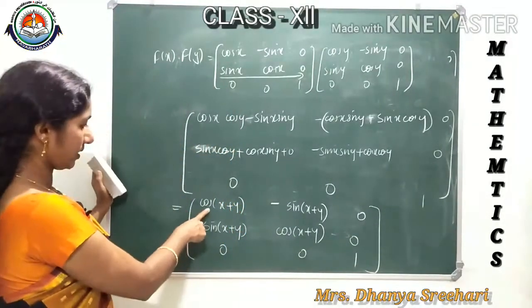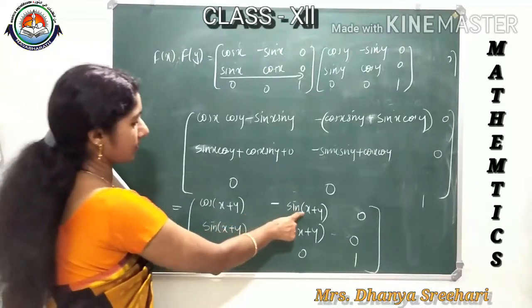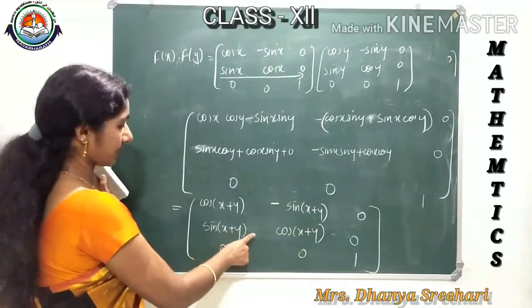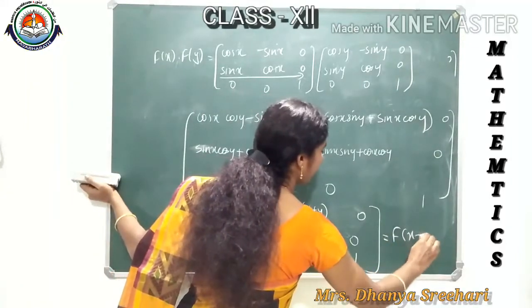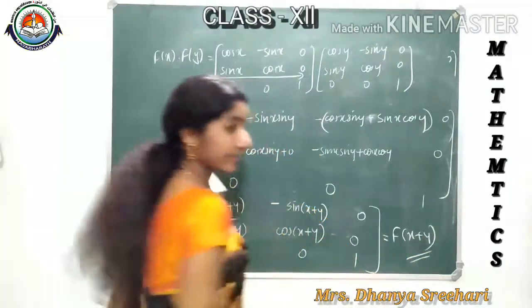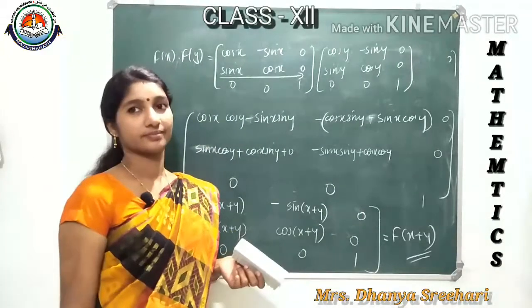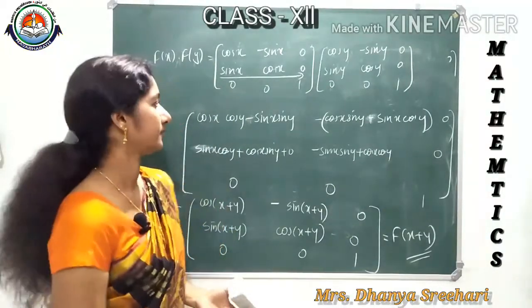See, what about this one? Cos of x plus y, minus sin of x plus y, sin of x plus y, cos of x plus y. This is F of x plus y. So we reached the result. Clear? Okay.